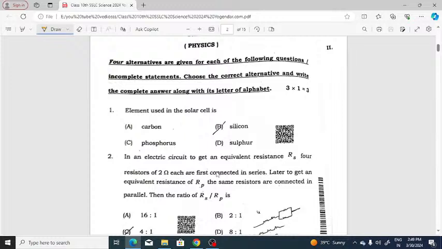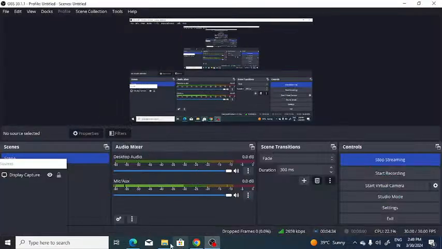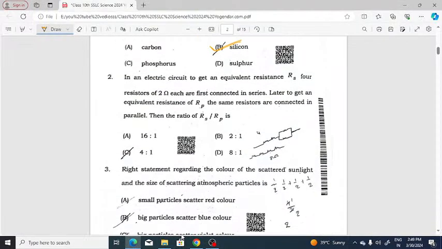Element which is used in solar cell. The element which is used in solar cell is silicon. It is very simple: the element used to convert solar energy into electrical energy is a solar cell, right? Silicon, correct? How many students got this right?